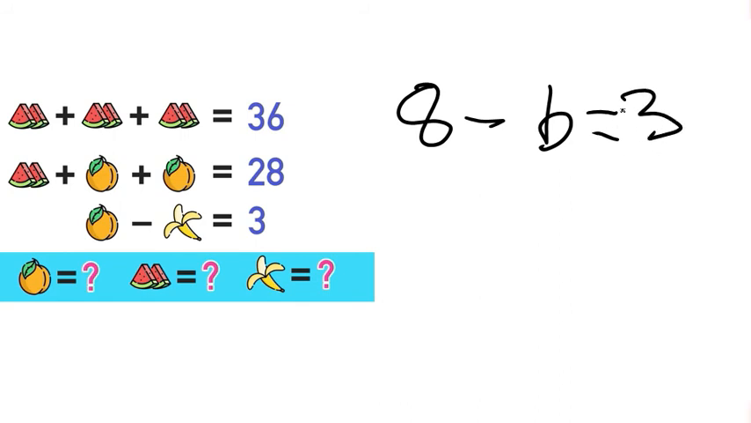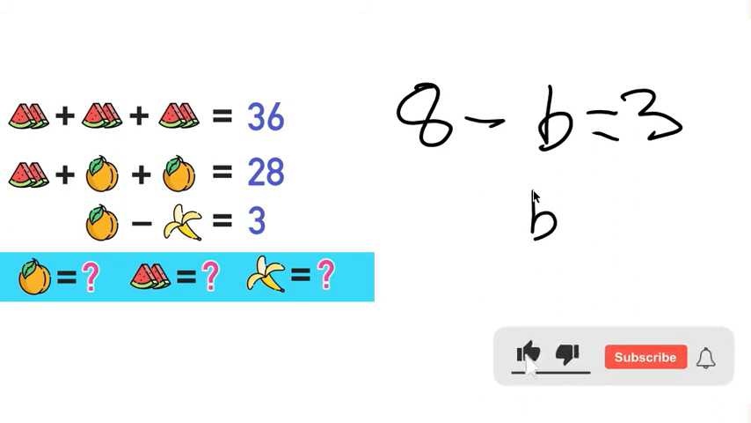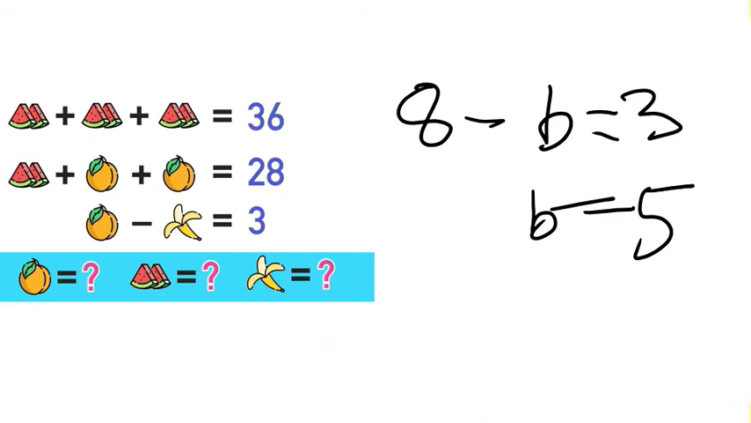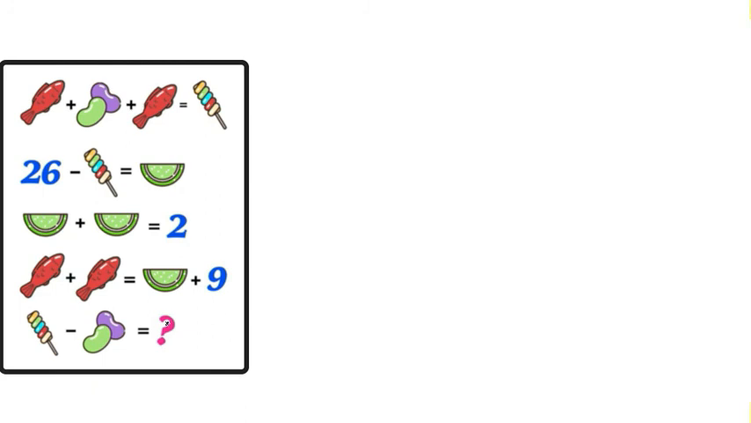Now 8 minus how much is equal to 3? It is 5. So the value of B is equal to 5. And it's that simple. So if you got it right, again clap for yourself. This is the last problem.